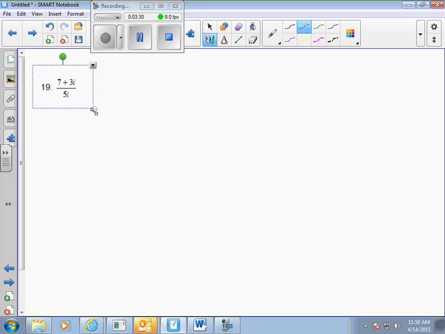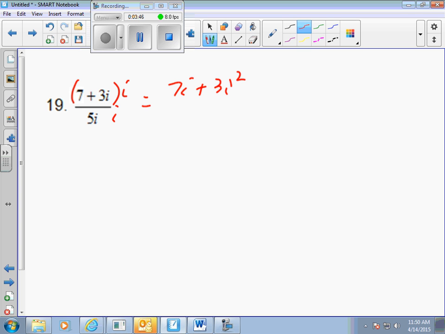Number 19, we have the same kind of deal with this one. Let's multiply top and bottom by i. But on the top, it's a binomial, so I'm going to end up distributing. So I get 7i plus 3i squared over 5i squared. We know that i squared is equal to -1. And so when I simplify, I get -1 times 3 is -3 plus 7i all over -5.